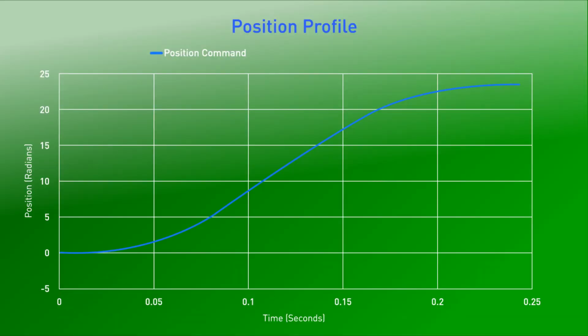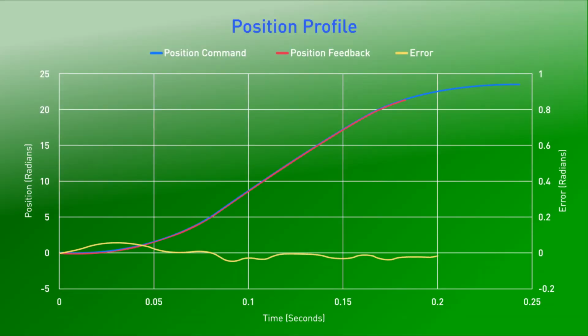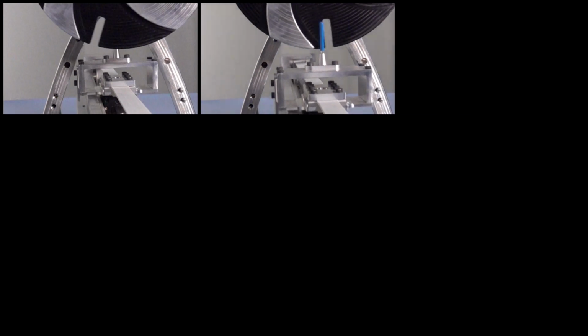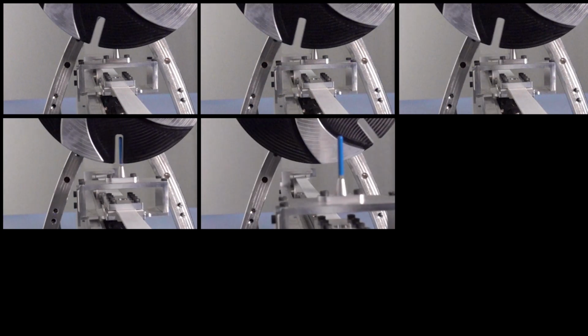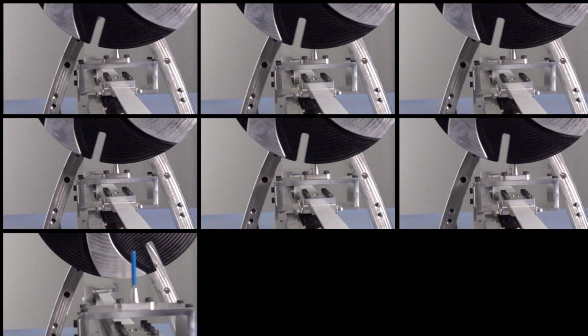We can plot the linear motion profile of position command versus measured feedback to assess the control performance and see a very small error across the entire motion range. This precise positioning enables highly consistent, repeatable performance demonstrated by the flag making it through the spinning disc over and over.